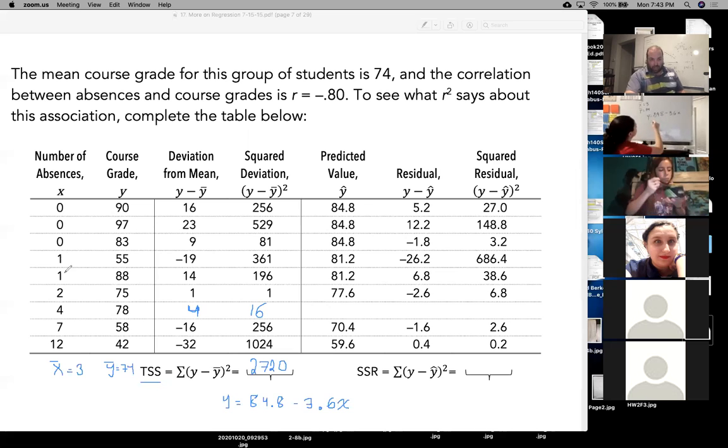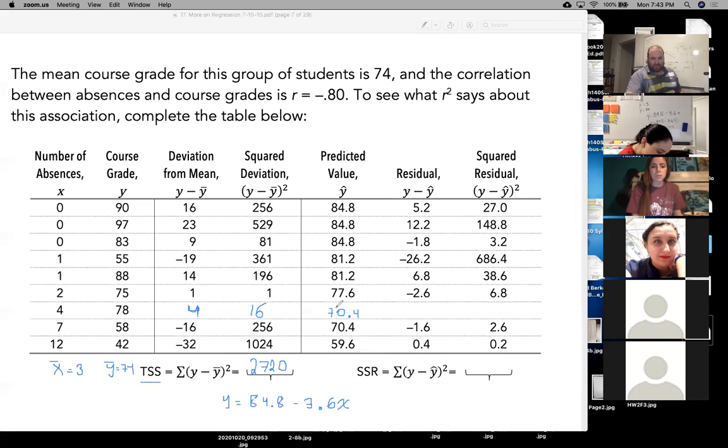And when you plug in 1, the line tells you that you should get 81.2. And when you plug in 2, this. How about when you plug in 4? What does the line tell you that you should get? 3.6 times 4, which is 14.4, which is 70.4. Yeah, that's what I get, 70.4, but that's not what they have in the next line.